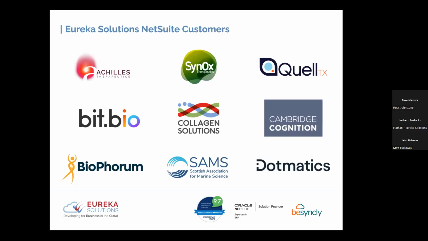Now, I won't spend the time to go through each and every one of these, but just finally to flag up another one, Cambridge Cognition are a new neuroscience digital health company that develop products and services to better understand and treat conditions affecting brain health. Now, before they implemented NetSuite, they struggled with siloed information and limited reporting capabilities, and selected NetSuite and Eureka Solutions as the answer to these pain points.